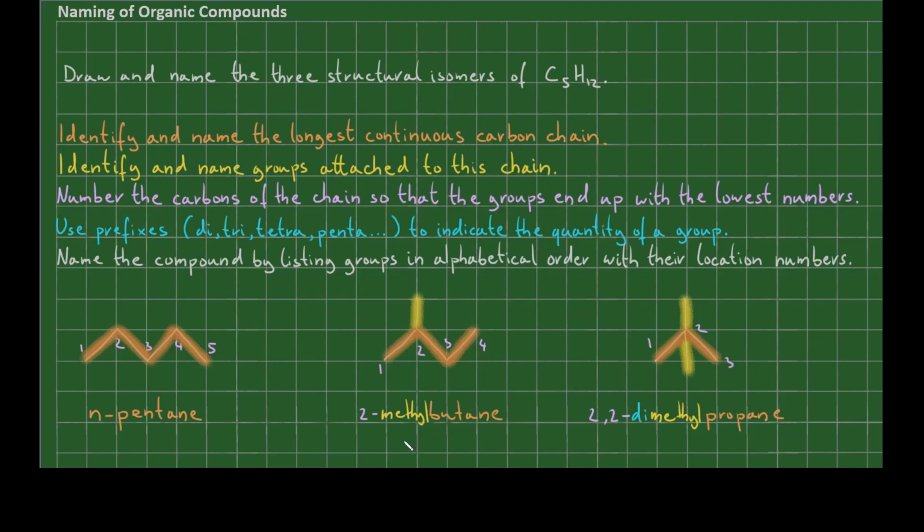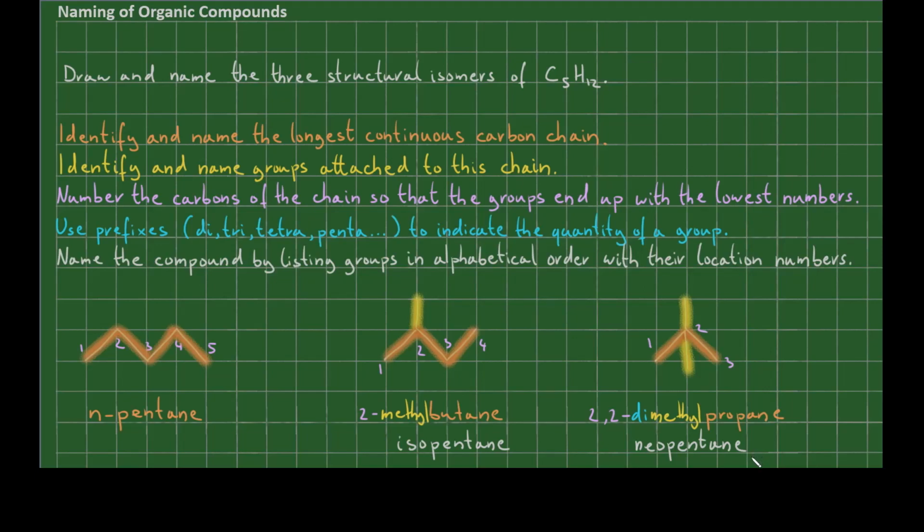Now, as it turns out, these 2 isomers have common names as well. 2-methylbutane is sometimes referred to as isopentane, and 2,2-dimethylpropane is sometimes referred to as neopentane. So yes, organic compounds have their systematic IUPAC names, but some of them also have common names. And you have encountered that before. We tend to talk about water rather than dihydrogen monoxide.